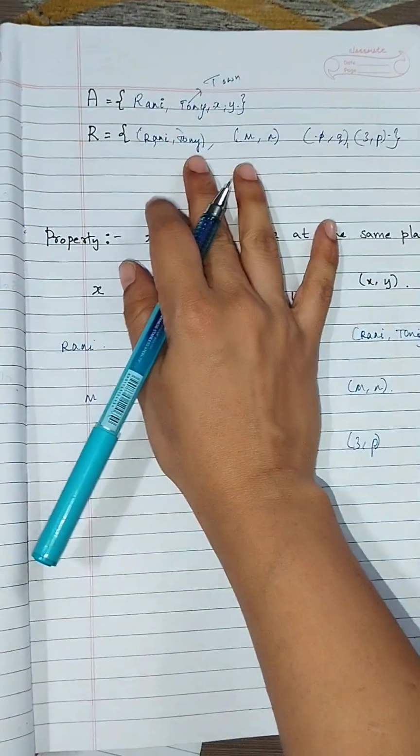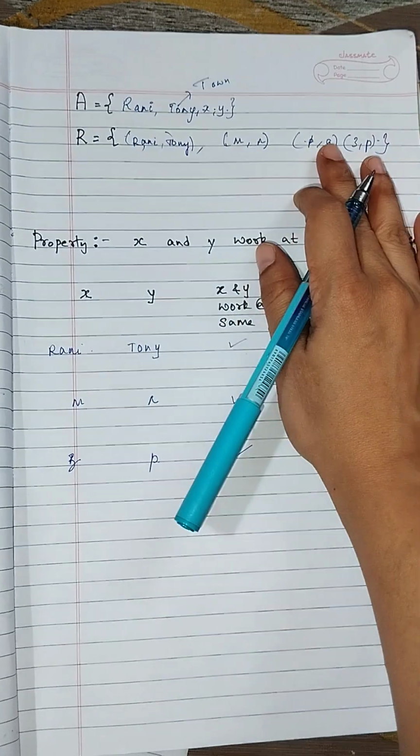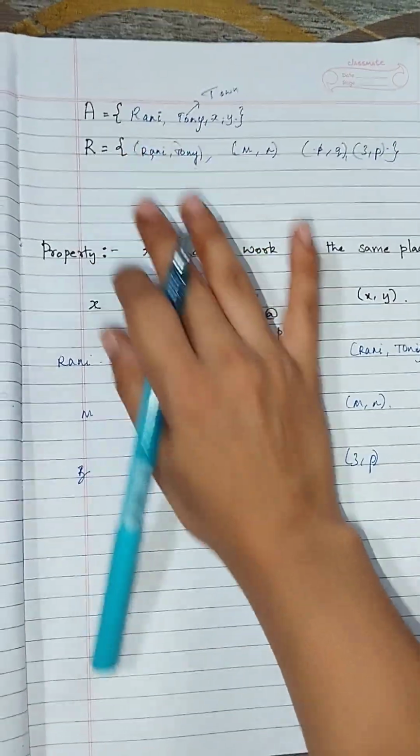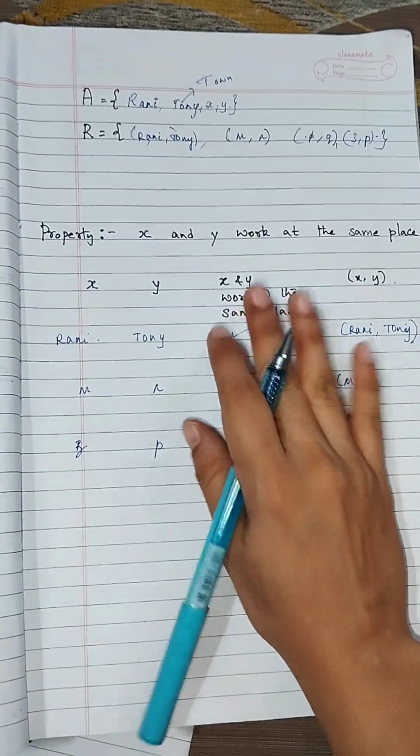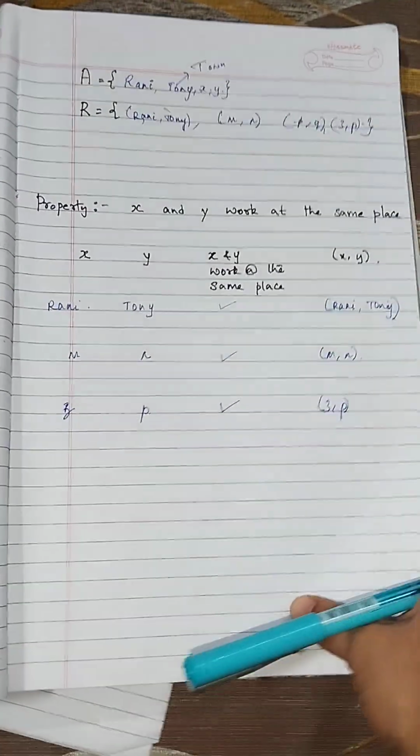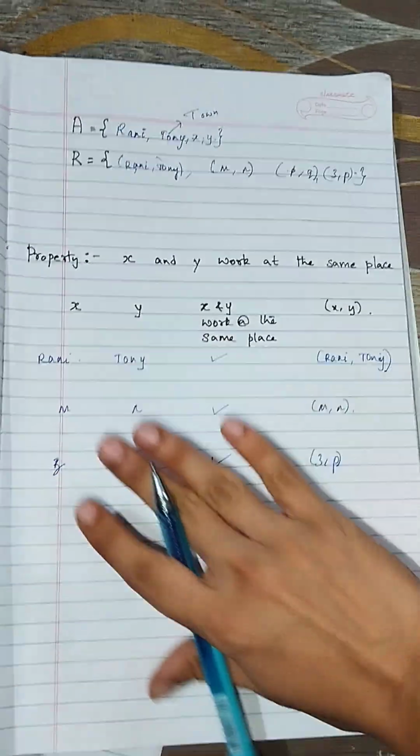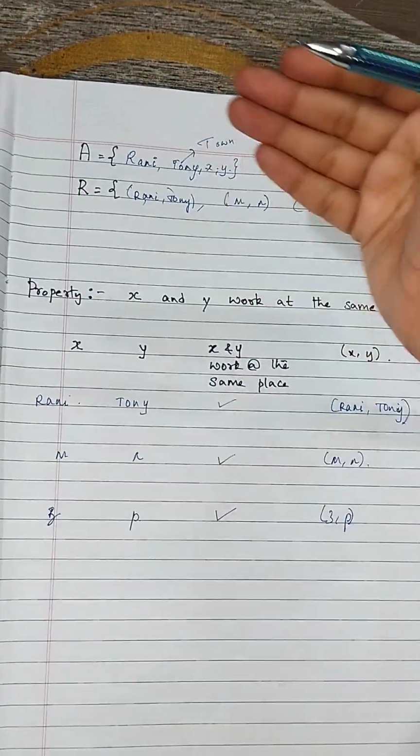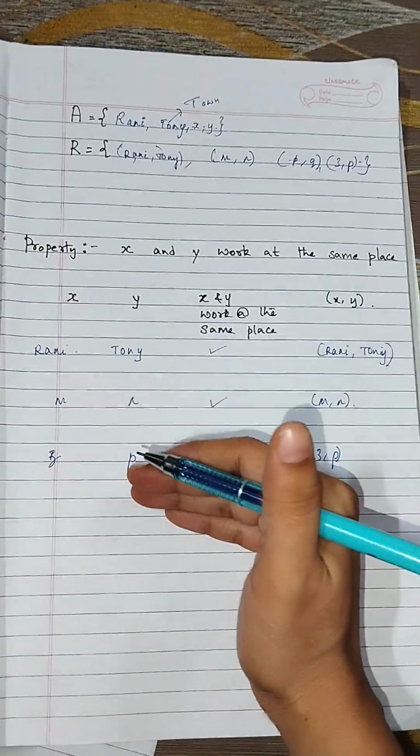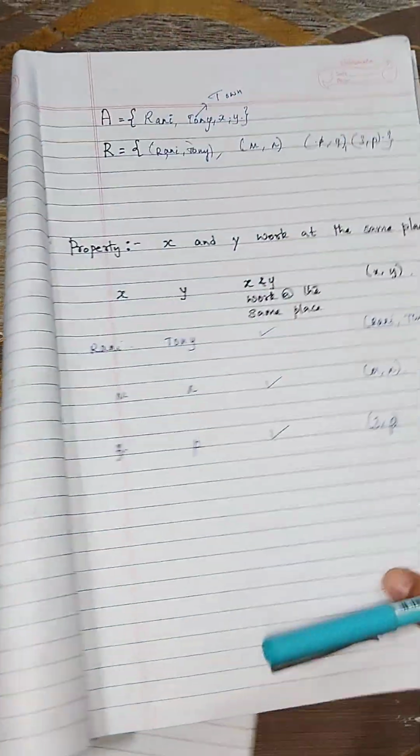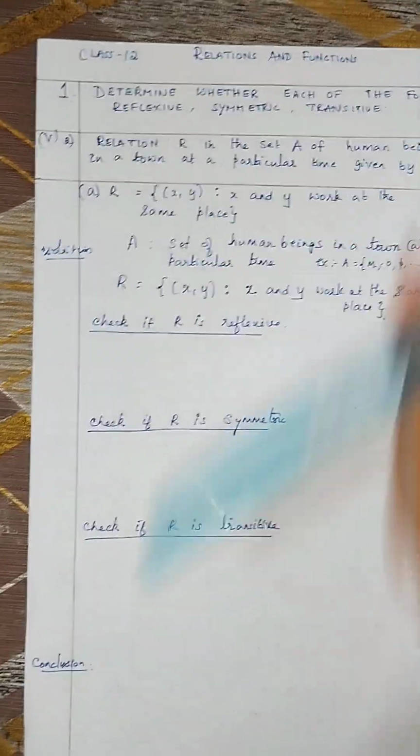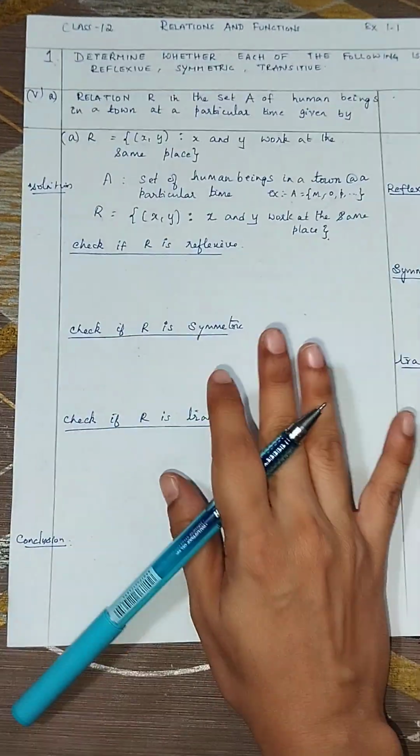Okay, so here R contains all those ordered pairs where the two people work at the same place. So if they are working at the same place, then they belong to R. If they belong to R, that means they have to work at the same place. Now we will see all the three conditions, that is reflexive, symmetric and transitive.